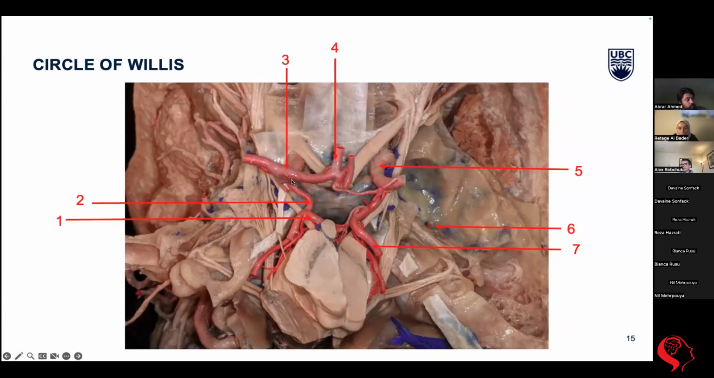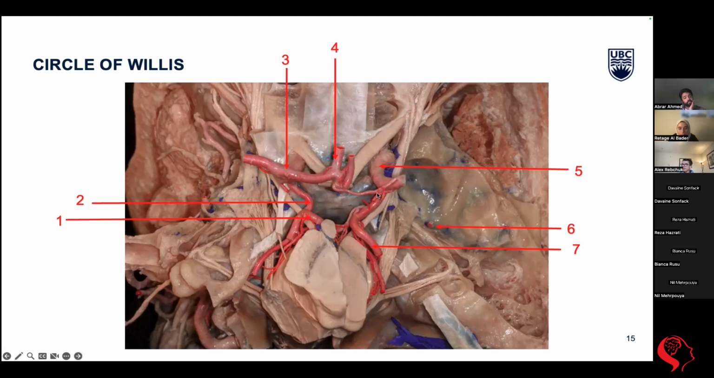2 is going to be connecting the anterior to posterior circulation. So that's the posterior communicating artery. This yellow thing below it is what I was talking about earlier. So that's the third nerve. That's why you get a third nerve palsy with a posterior communicating artery aneurysm. 3 being the MCA, 4 being the ACA, 5 is the contralateral ICA. So you can see this coming up here.